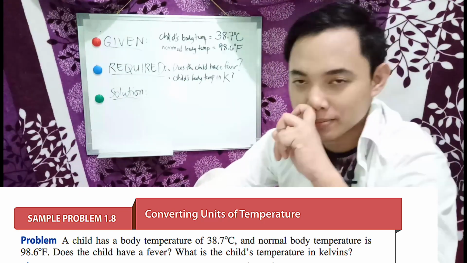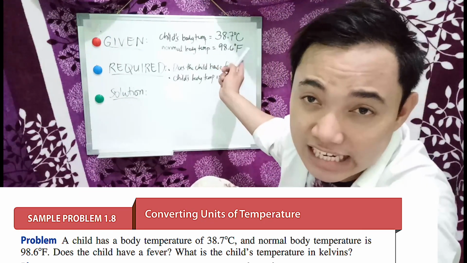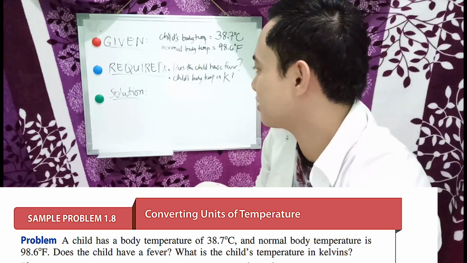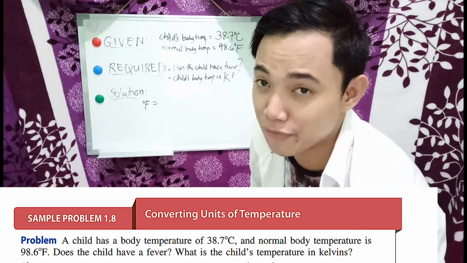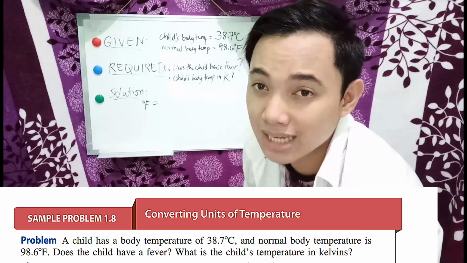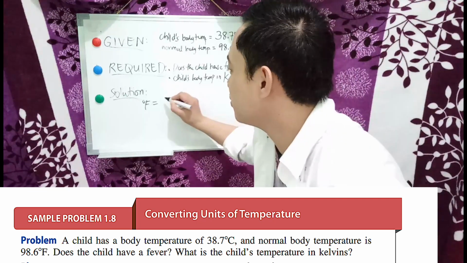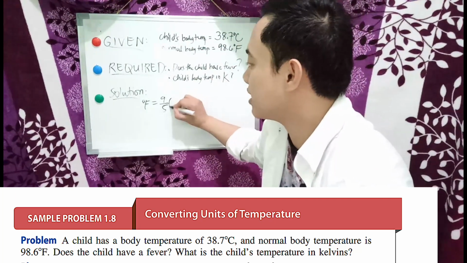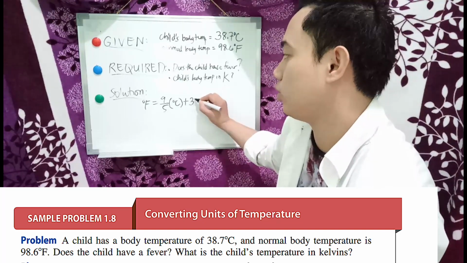So, yung una, para malalaman natin kung may lagnat ba yung bata o wala. Diba degree Celsius yung nasa given? So, i-convert natin siya into degree Fahrenheit. So, solution. Degree Fahrenheit is equal to, anong degree Fahrenheit? Always siya mataas sa degree Celsius. So, ang mangyayari, yung formula, which is 9 over 5, tapos, multiply mo siya sa degree Celsius plus 32.